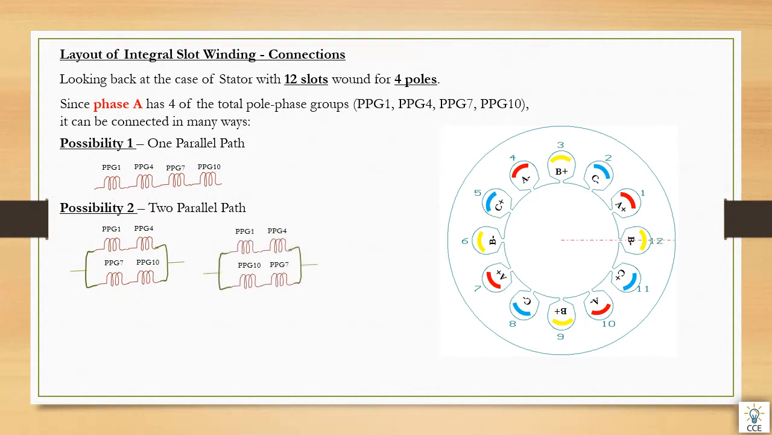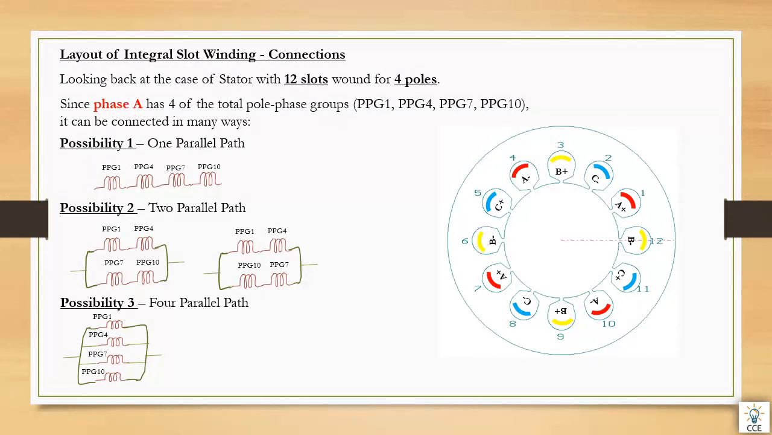So two parallel paths may also have another configuration where in the top we have the same kind of connection, that is the current goes through ppg1 and ppg4, whereas at the bottom coil we can see we have just interchanged the location of ppg7 and ppg10. So in this way the connection can be modified, but it will have the same electrical effect or the same flux generation effect in the air gap of the machine.